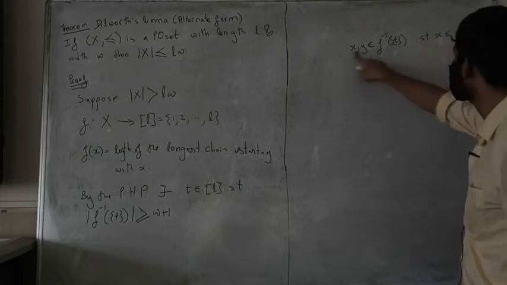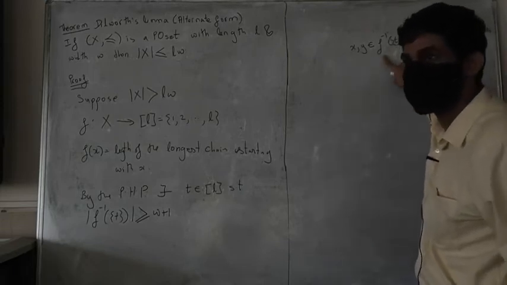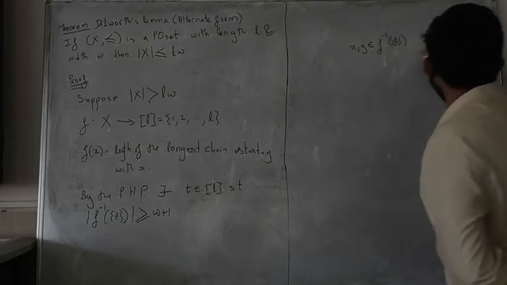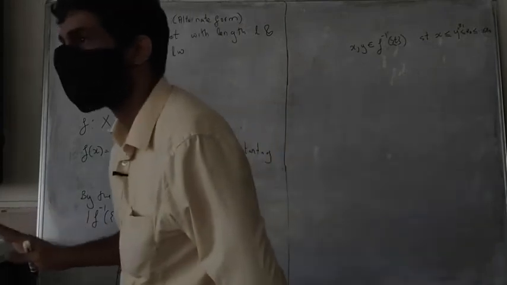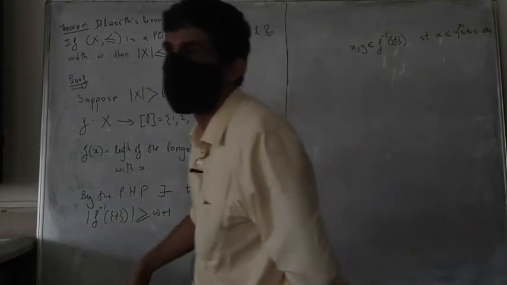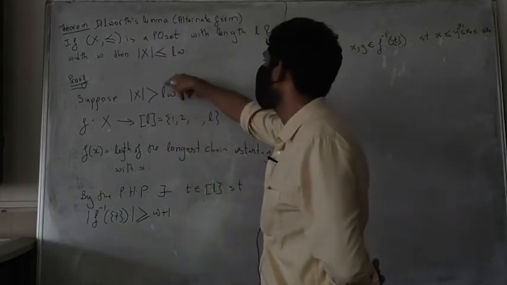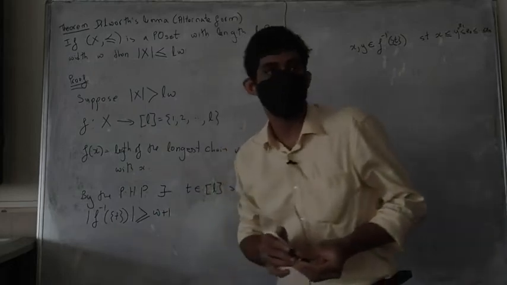That's not possible because x is here. So the length of the longest chain starting with x is t, right? So that's not possible, which means that the pullback of this function is always going to be an anti-chain. So this is an anti-chain of length w plus 1. That's your contradiction, and therefore this should be less than or equal to LW. Okay, that's what we have proved here.